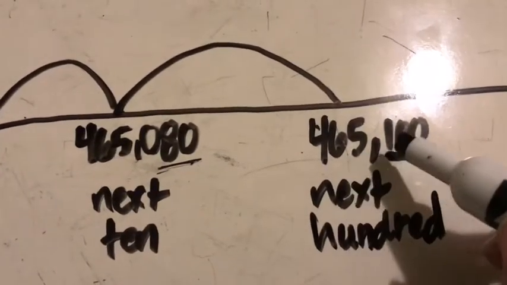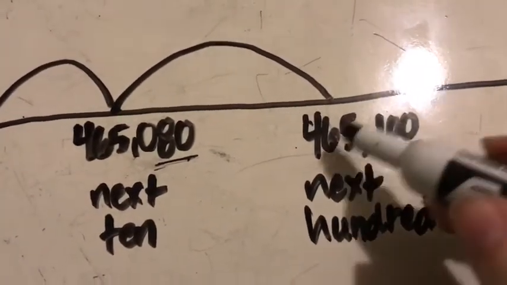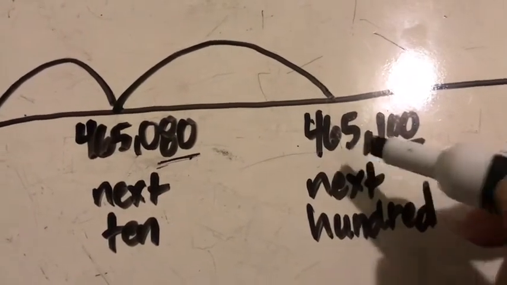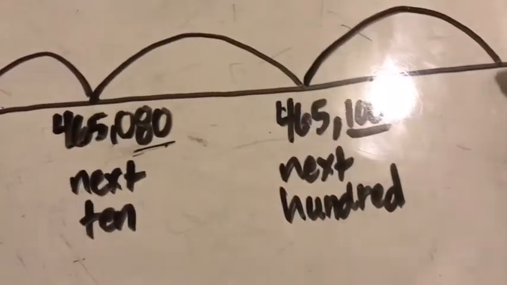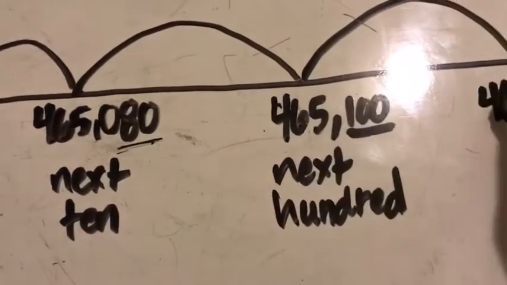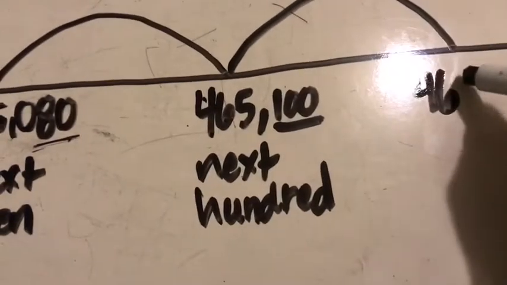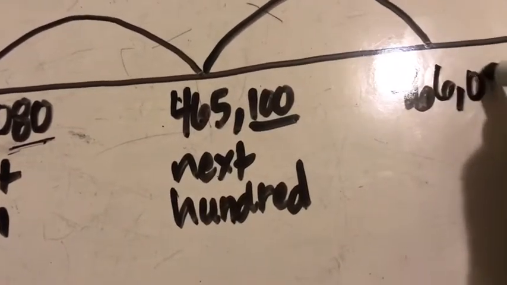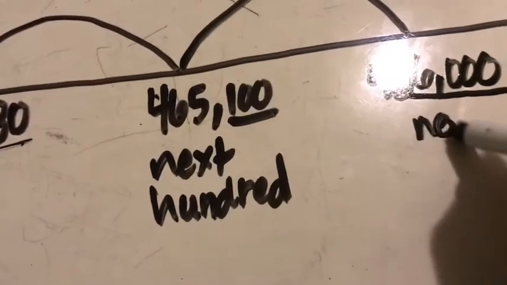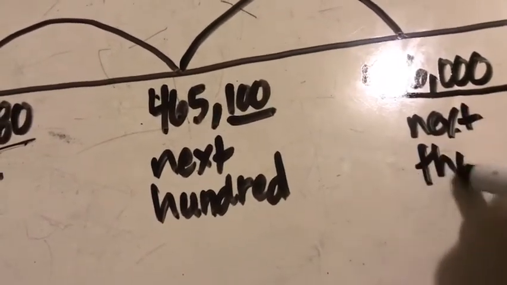Once I've got to the next 100, I want to keep going up to the next place value. So if I'm going to the left after the hundreds, I want to get to the next 1,000. So if I'm at 465,000, the next 1,000 would be 466,000. And then that right there is my next 1,000.